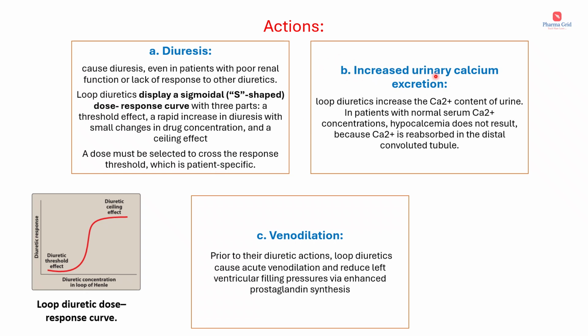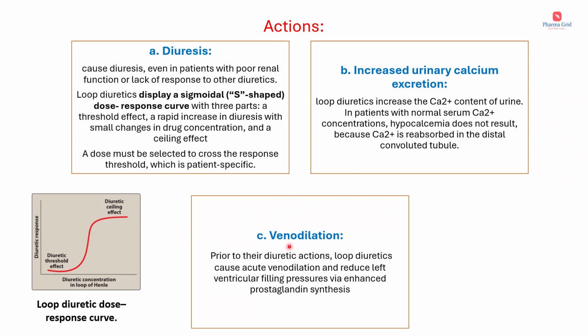Next one is increased urinary calcium excretion. Loop diuretics increase the calcium content of urine. In patients with normal serum calcium concentrations, hypocalcemia does not result because calcium is reabsorbed in the distal convoluted tubule under the regulation of parathyroid hormone.